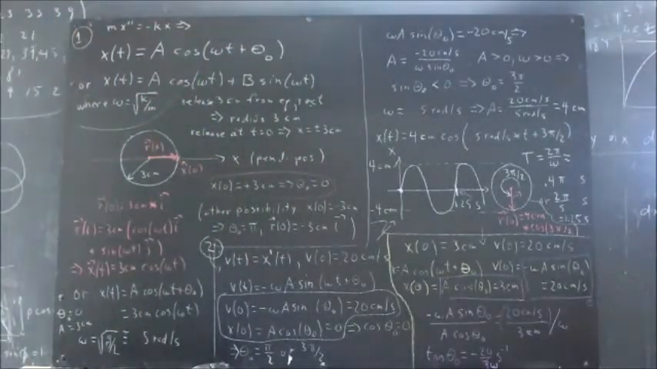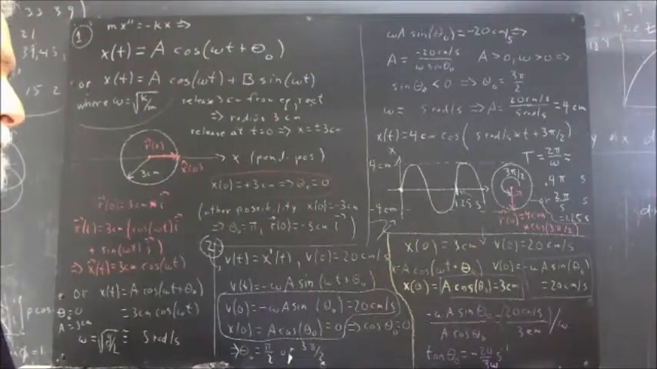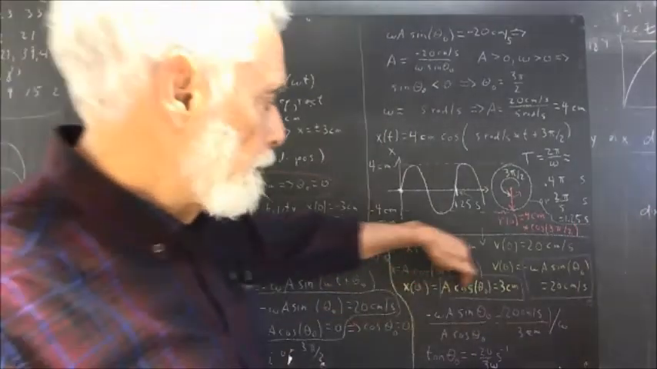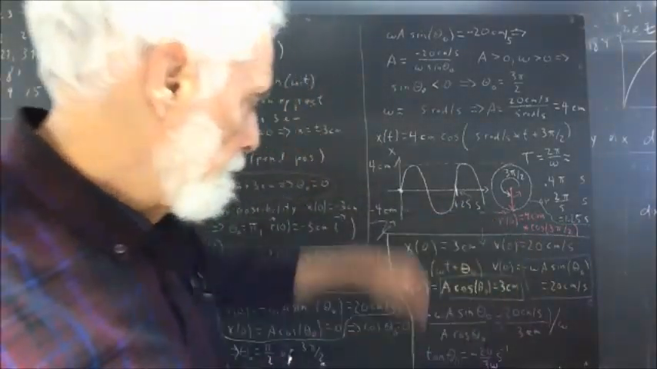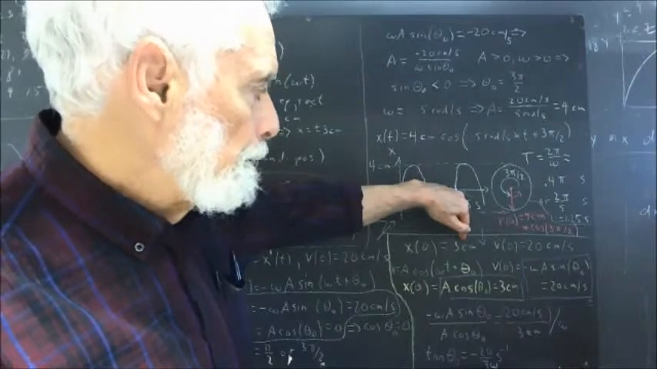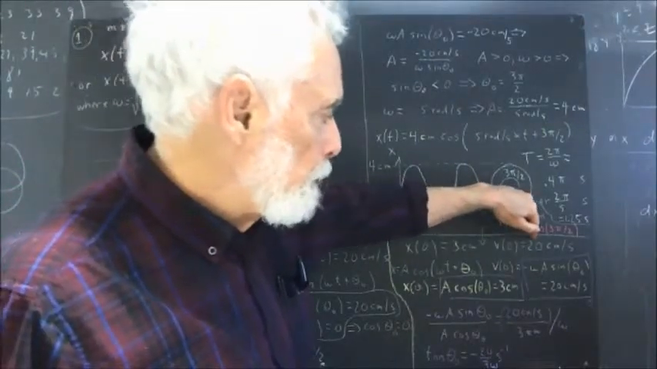And that might be a little hard to read. Let me darken that a bit. Okay, again, a cosine of theta naught is going to be 3 centimeters since x of 0 equals 3 centimeters. V of 0 equals 20 centimeters.